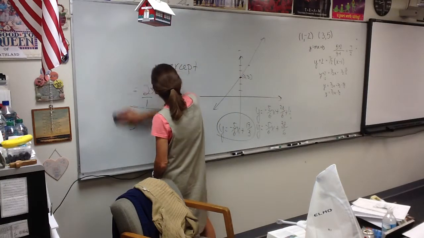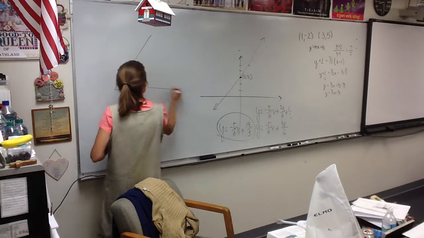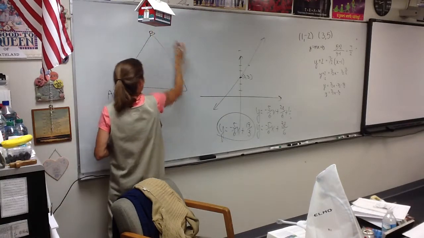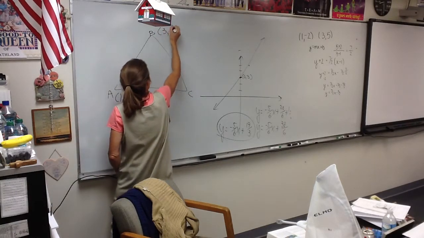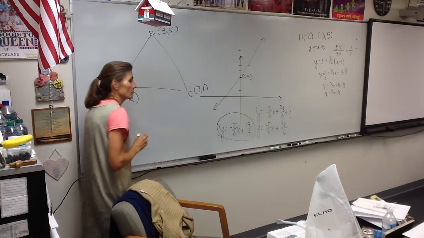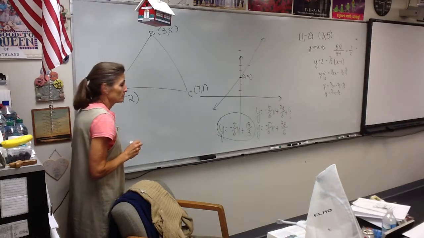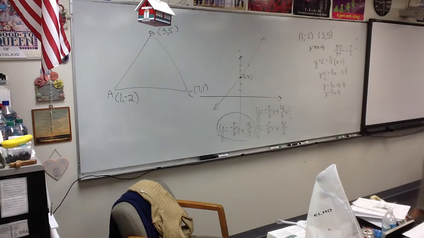Let's suppose we have a triangle, and the vertices of our triangle are A (1, -2), B (3, 5), and C (7, 1). I want you to find the equation of the median from A. Find the equation of the median from A.